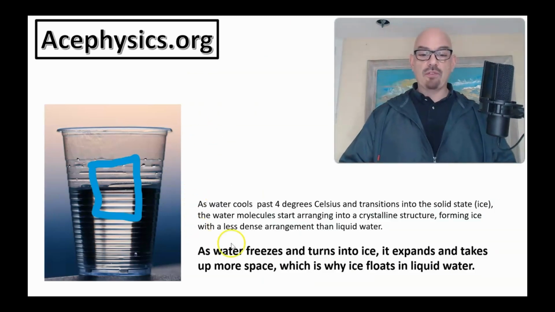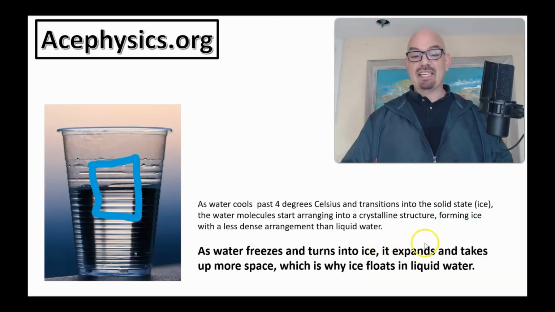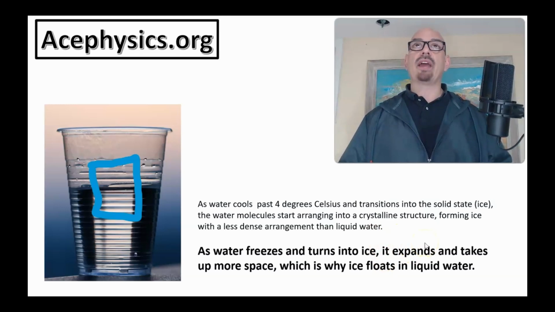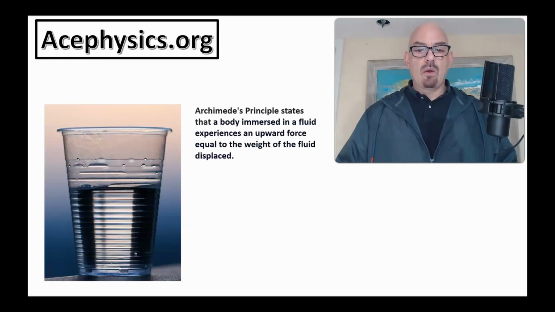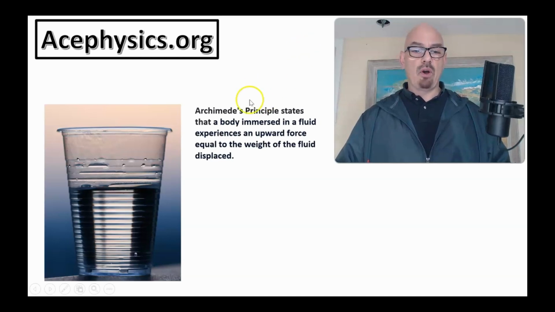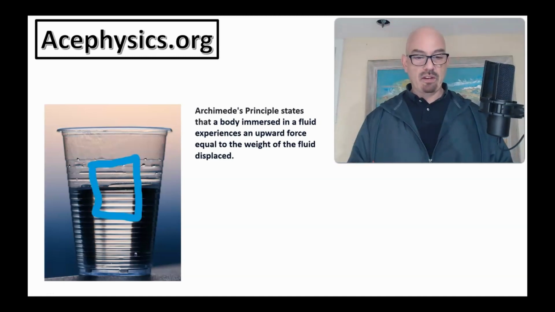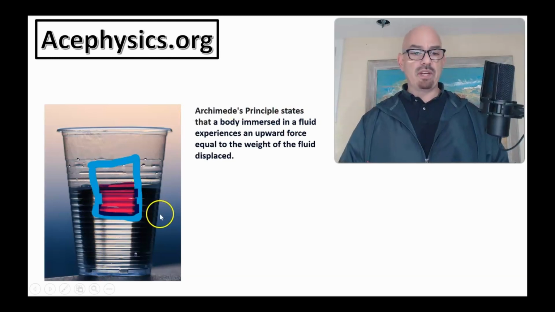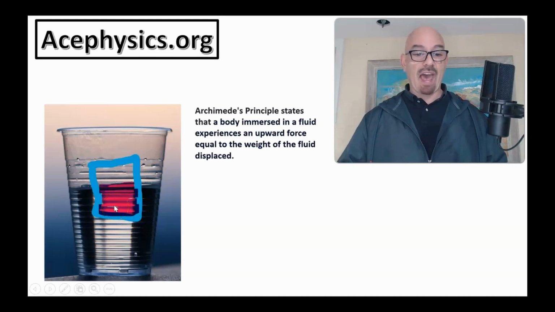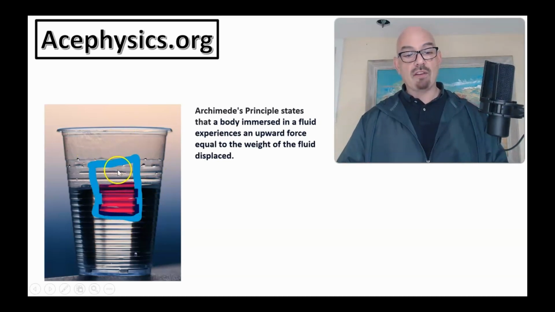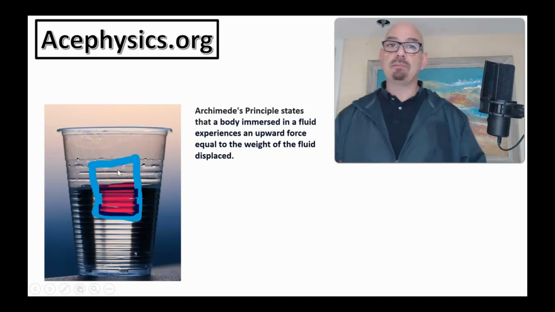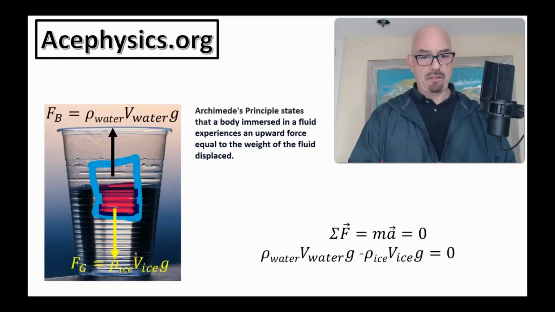First of all, as water freezes and turns into ice, it expands and takes up more space. That's why ice floats on water. We also need to know Archimedes' principle, which states that a body immersed in fluid experiences an upward force equal to the weight of the fluid displaced. So here's the ice cube, and the shaded region is the area of the fluid displaced. There would be water in that location, but it's been displaced because there's ice there now. Above the water level, there's ice, but that's not fluid displaced because there was never fluid there to begin with.